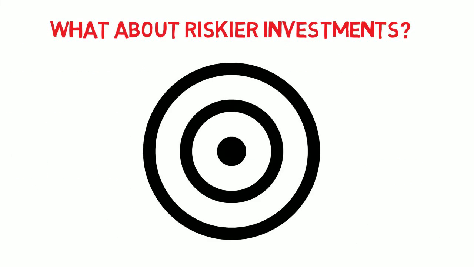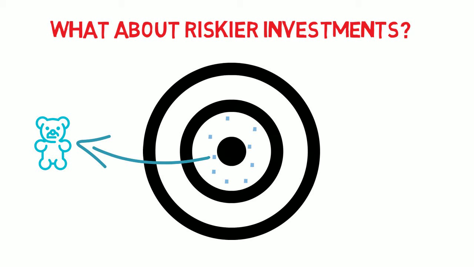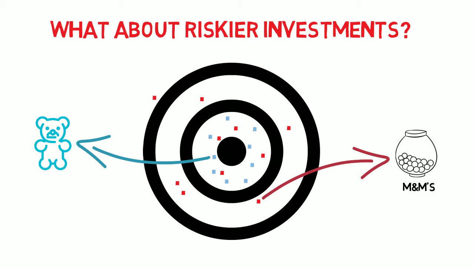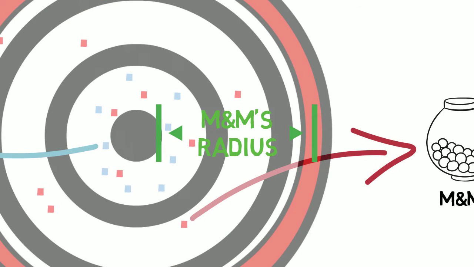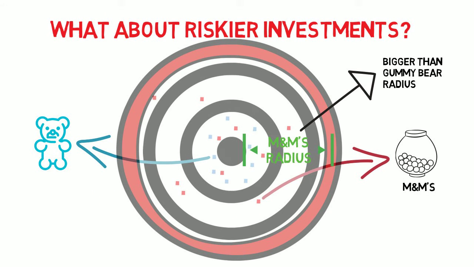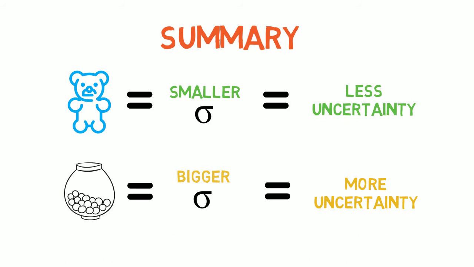To picture the variability of returns on a riskier investment, think about our gummy bear example and now use M&Ms instead. What you'll find is that the radius of a circle drawn around the first 68 M&Ms will probably be bigger than the gummy bears. M&Ms bounce around a lot more than gummy bears, don't they? This can help us understand how a riskier investment has more uncertainty and variability in what return it might get for you.